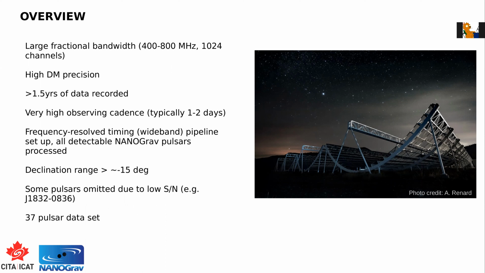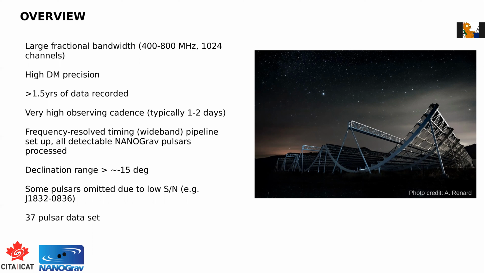Some of the reasons for that are the large fractional bandwidth that we have. We observe in the 400 to 800 megahertz range with relatively high frequency resolution recorded natively, which gives us very high precision to interstellar medium effects and in particular DM variations. In addition to this, we have very high observing cadence. Typically every 1 to 2 days, we observe every pulsar in the sky, which is ideal for looking at some of these small scale rapid variations that we are sensitive to with a telescope like CHIME.